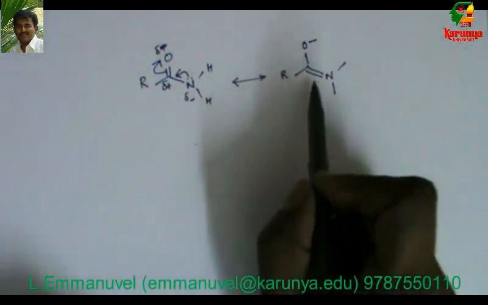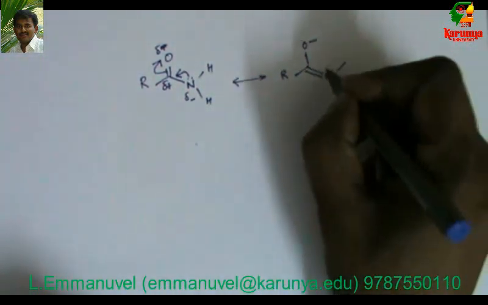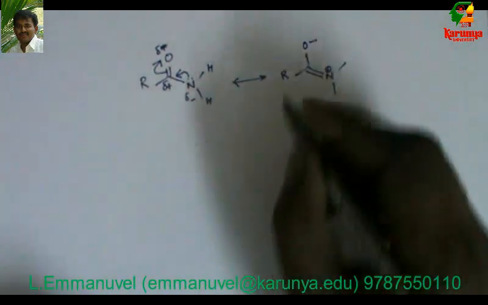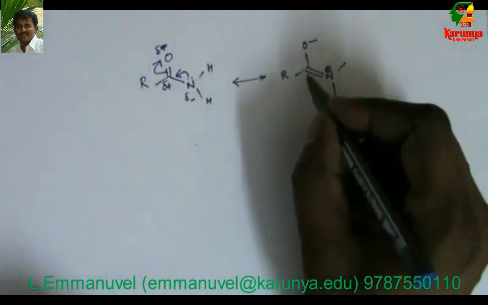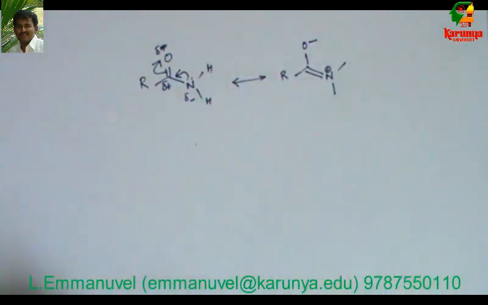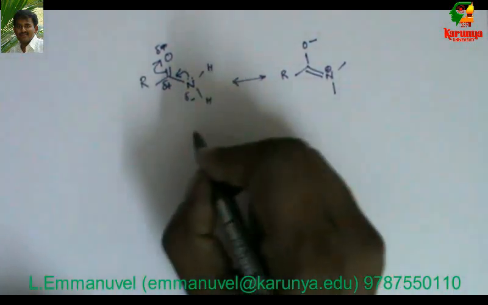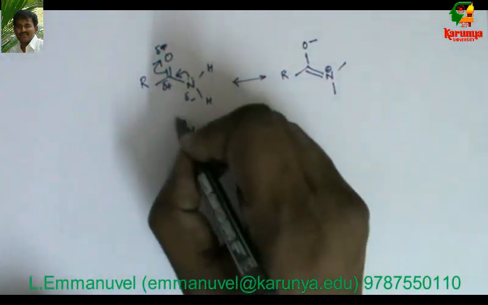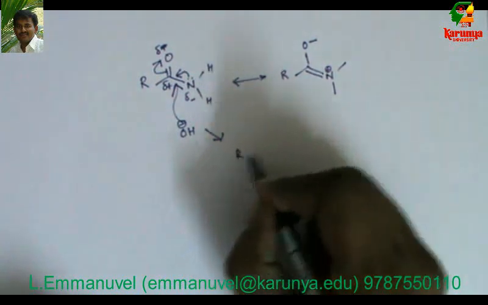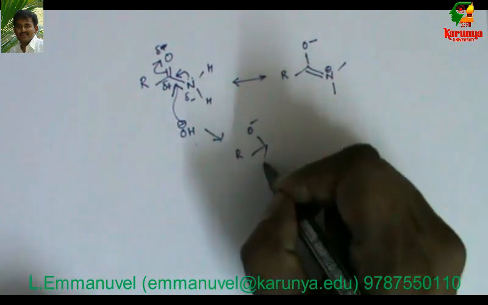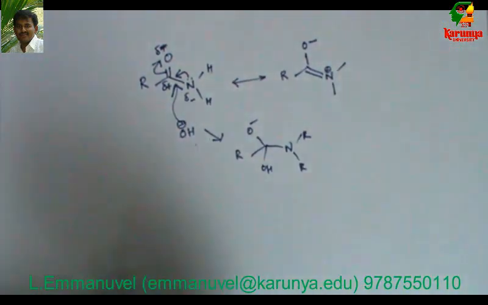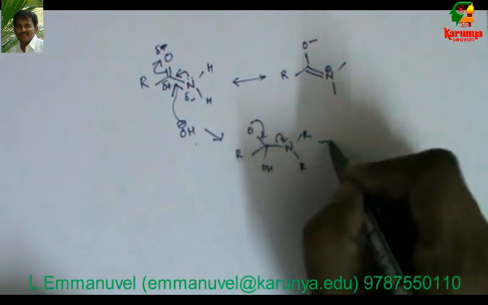So now you can see basically it is an iminium ion with O. Because of that, the del plus on this carbon is not as much as expected. It is somewhat less than expected. So generally OH minus can attack here. The same mechanism we can write, and it can come back to give acid.